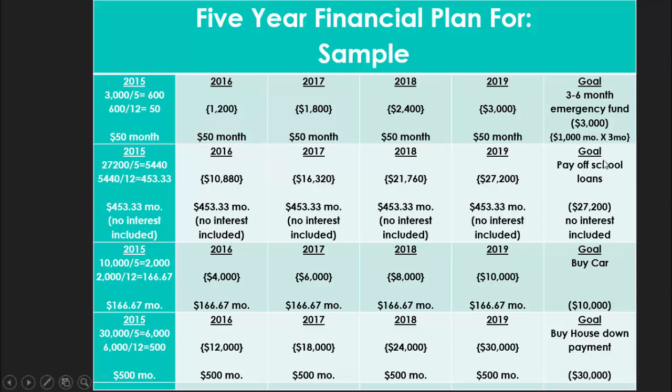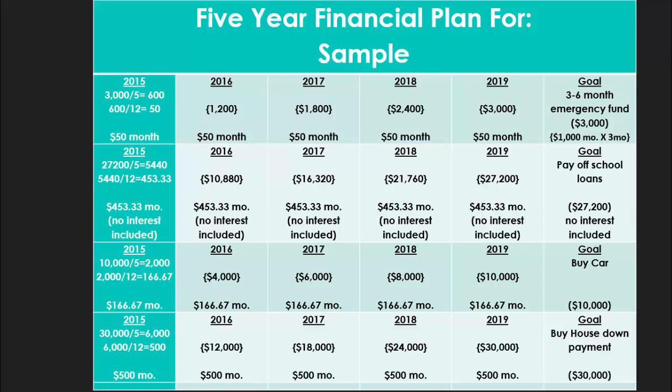Okay, so let's go ahead and take this one, for example, right? The payoff school loans. All right, so that's our goal in this one, pay off school loans. And then we want to have $27,200 saved up at the end of 5 years. And this one is no interest included. Like I said before, this is a scenario. Just to kind of give you guys an accurate average, the average student loan debt for bachelor degree approaches $30,000.